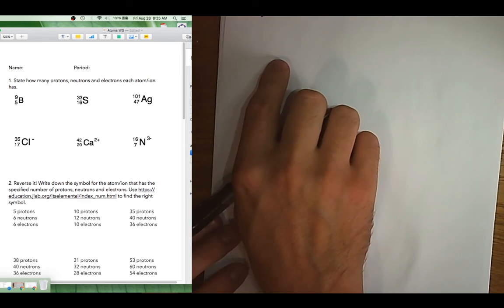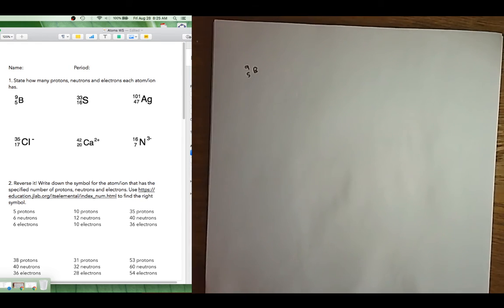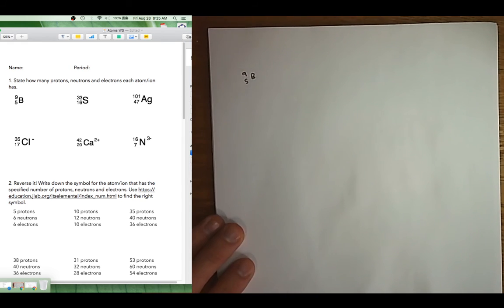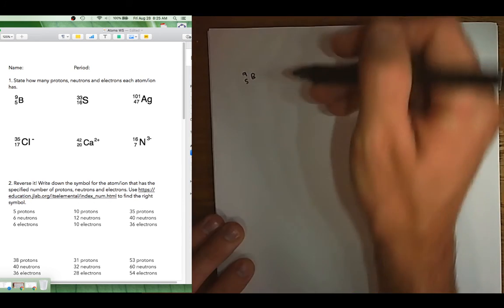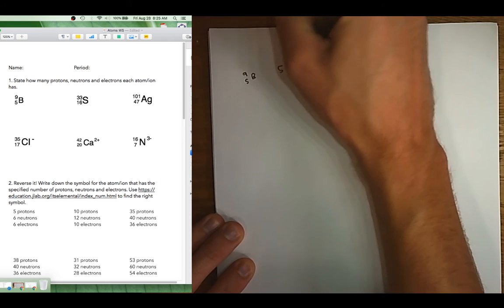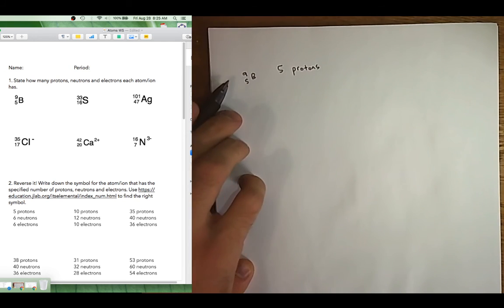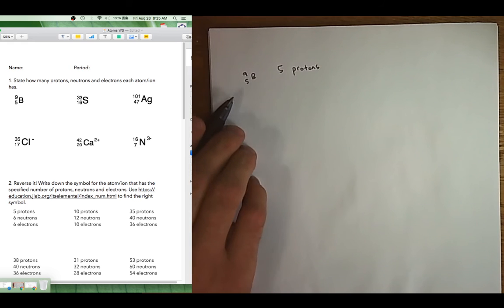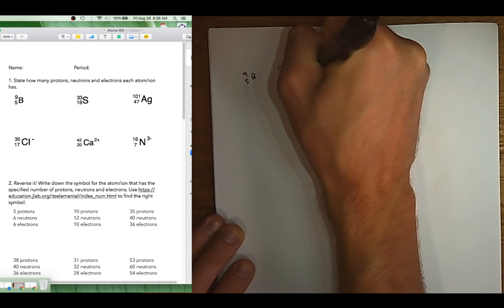All this question is asking you is to identify the number of protons, the number of neutrons, and the number of electrons. The 5 is the number of protons, so we just write down 5 protons. 9 is the mass number, the number of protons plus the number of neutrons. So there must be 4 neutrons because 5 plus 4 is 9.